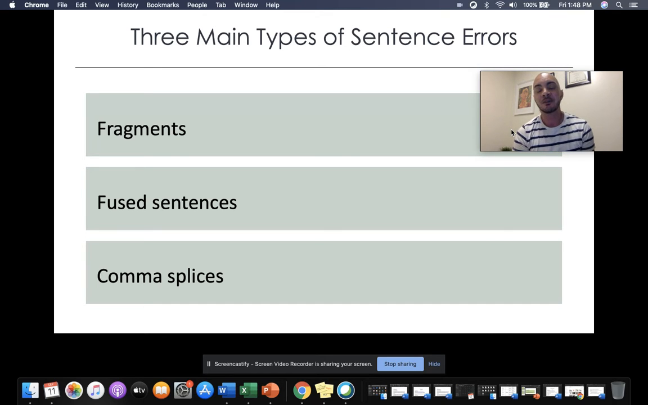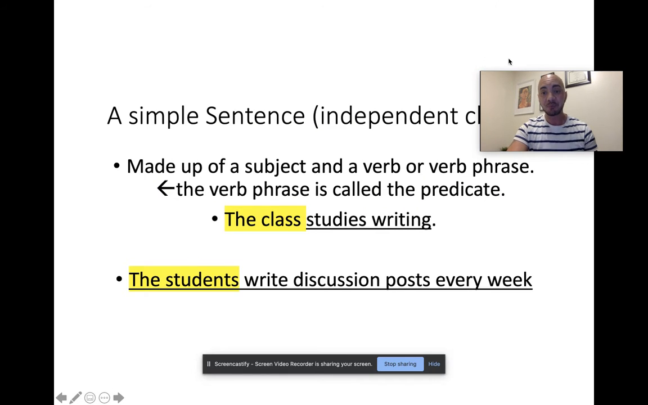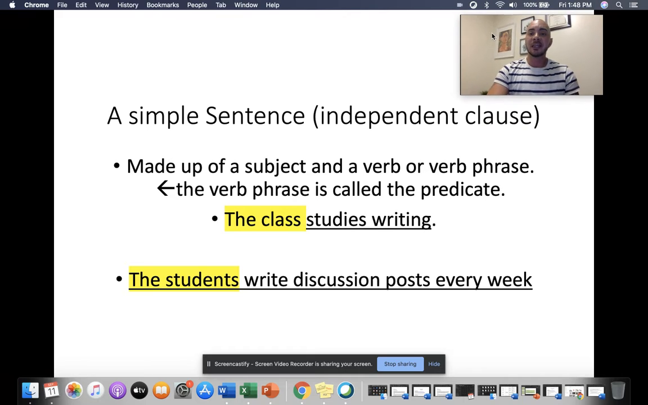They are sentences that do not include enough information to be a complete sentence. Fused sentences and comma splices are the opposite. They are two kinds of run-on sentences. Run-on sentences occur when we have more than one sentence that is run together incorrectly, and we're going to take a look at some examples of these. First, to begin thinking about run-on sentences, it is useful to review what a simple sentence is.